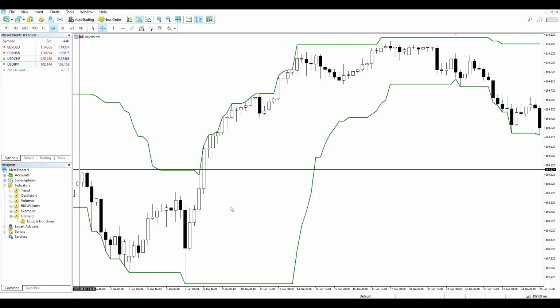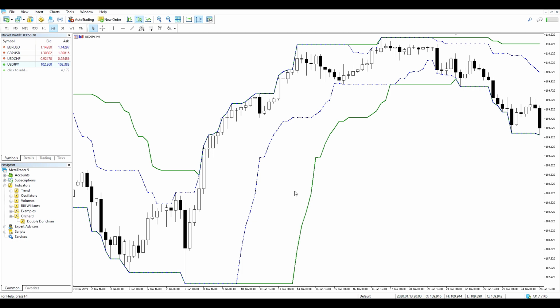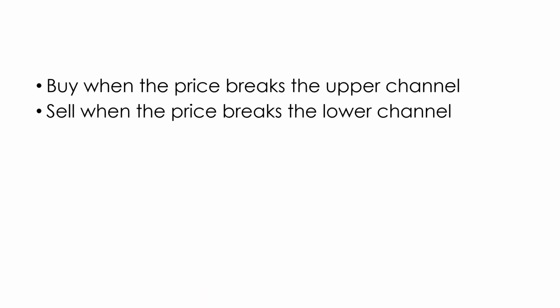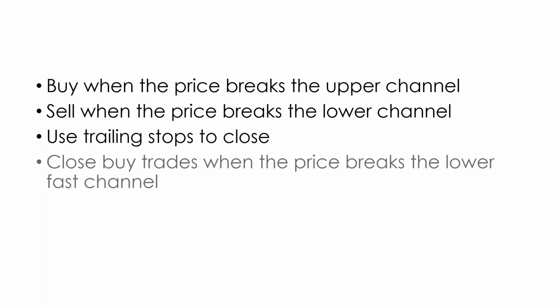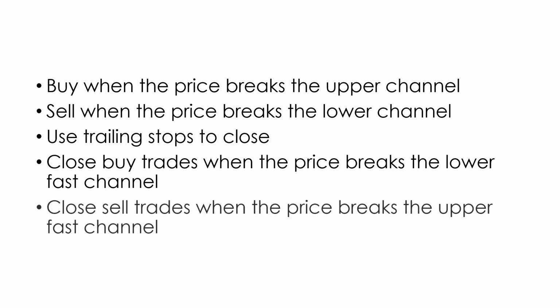For my second channel, I'm going to use 12 periods, which is 2 days on a 4-hour chart. Let me just add that to the chart now. The faster channel, or the channel with the shorter period, will always be inside or at the boundary of the slower channel. To exit the trades, we're going to use a trailing stop. We're going to close the buy trades when the price breaks the lower level of the faster channel, and we're going to close the sell trades when the price breaks the upper level of the faster channel.